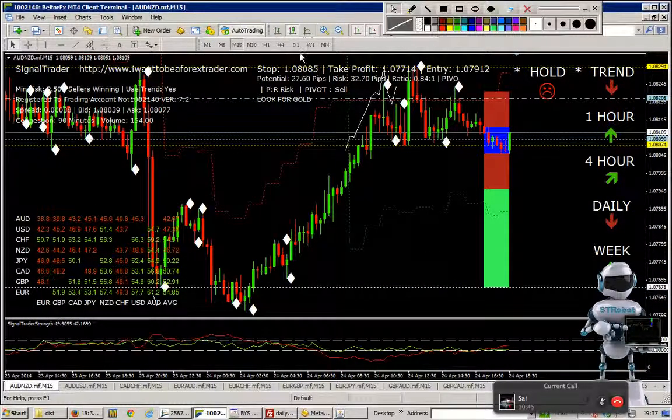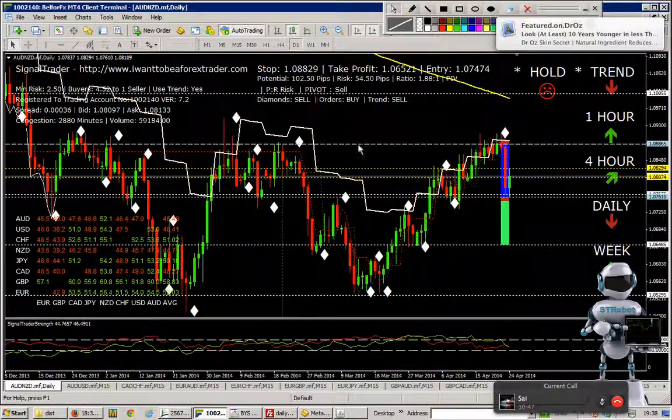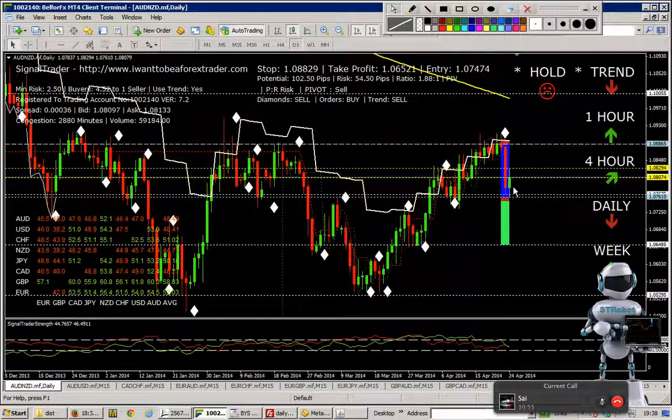So let's look at this one. What's this? Aussie New Zealand. Another case in point. Oh, this one's short. Okay, so let's look at this. Look at the way it was trying to break up. You see that? I'm trying to get back to the 200. Failed dismally. Rejected it. But look where it did it.